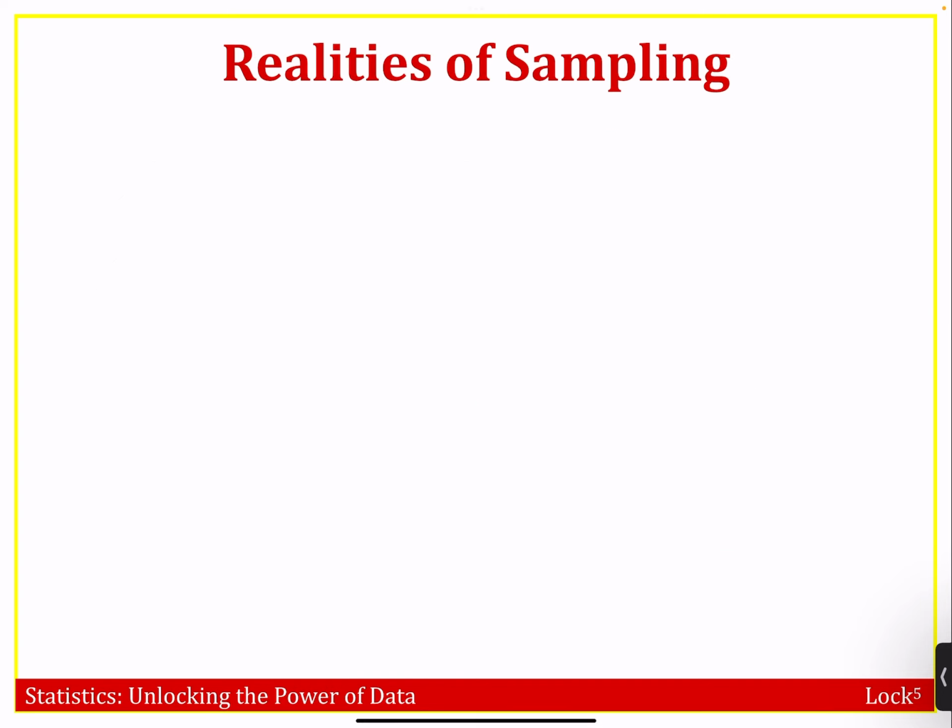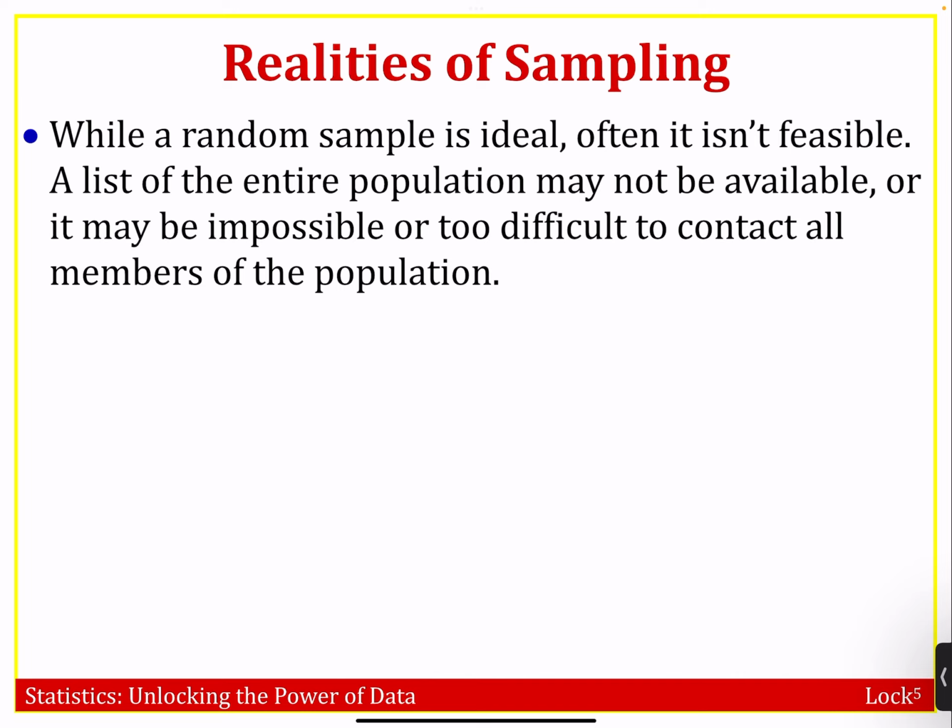All right, so the realities of sampling are that while a random sample is ideal, it's often not feasible and sometimes not possible for a lot of reasons. It could be we can't get a list of the entire population. Think about if you're trying to draw some inferences about adults in the United States. It's not likely we're going to have a list of every single adult in the United States that we can sample from, or that we can look at to organize from. You're not going to be able to contact every single adult, right? So that's why we can't sample everybody.